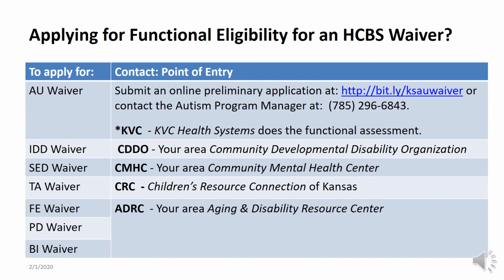For the autism waiver, you're going to start by submitting an online preliminary application at http://bit.ly/KSAU waiver, or contact the Autism Program Manager at 785-296-6843. KVC Health Systems does the functional assessment, but you will start with that preliminary application and contacting the Autism Program Manager. For functional assessment for the IDD waiver, you would contact your local Community Developmental Disability Organization, or CDDO.